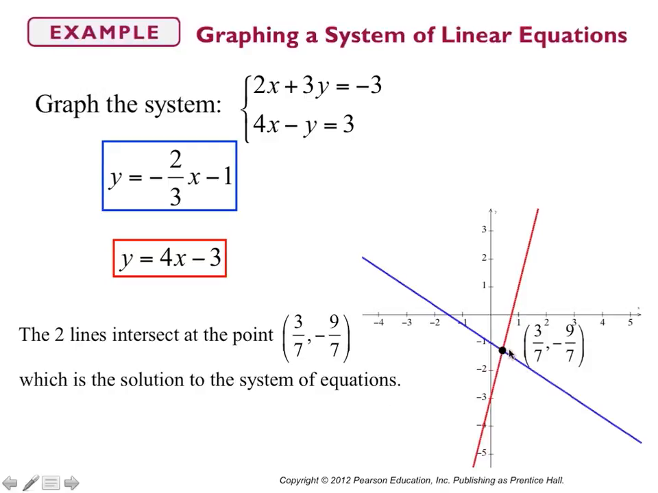Now it's difficult to tell what the exact point is just based on the picture because we can't really tell if this is 3/7 or 4/7. It would be too difficult to guess. So what we're going to do next is solve this algebraically. From the picture we can tell that we have exactly one solution because our lines intersect in one point. But by doing it algebraically, we can get the exact point.